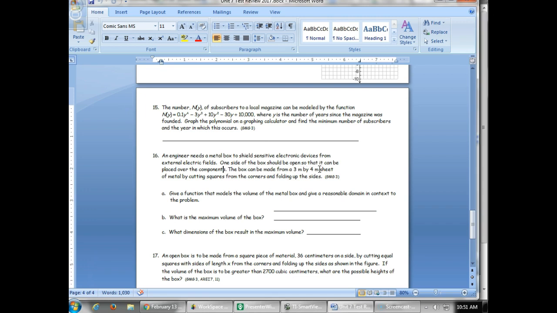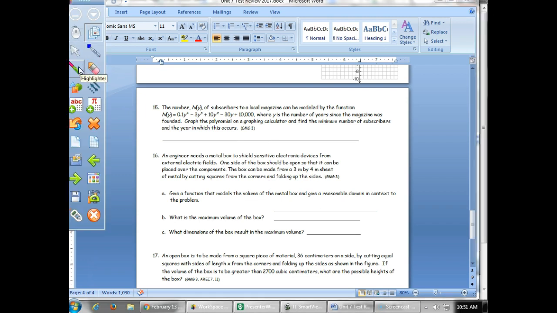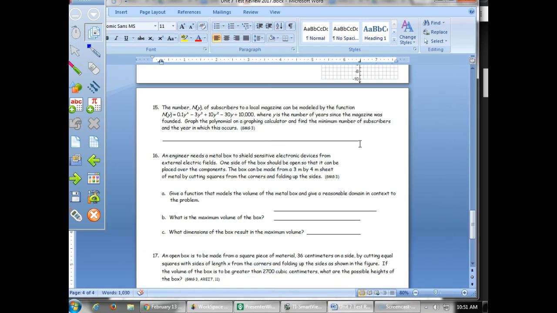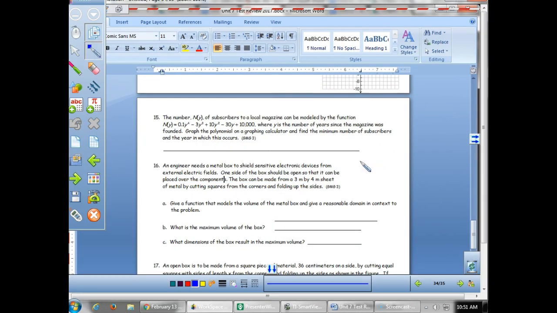So the box can be made from a 3 meter by 4 meter sheet of metal by cutting squares from the corners and folding at the sides. So let's start by drawing a little picture and thinking about what this probably looks like. Okay, so we are told that it is a 3 by 4 meter sheet. We're kind of just sketching it out. So let's say 3 by 4 meters, and then I have a little square in each of the corners. And when they say square, that's giving me information that both of these will be like my unknown values.